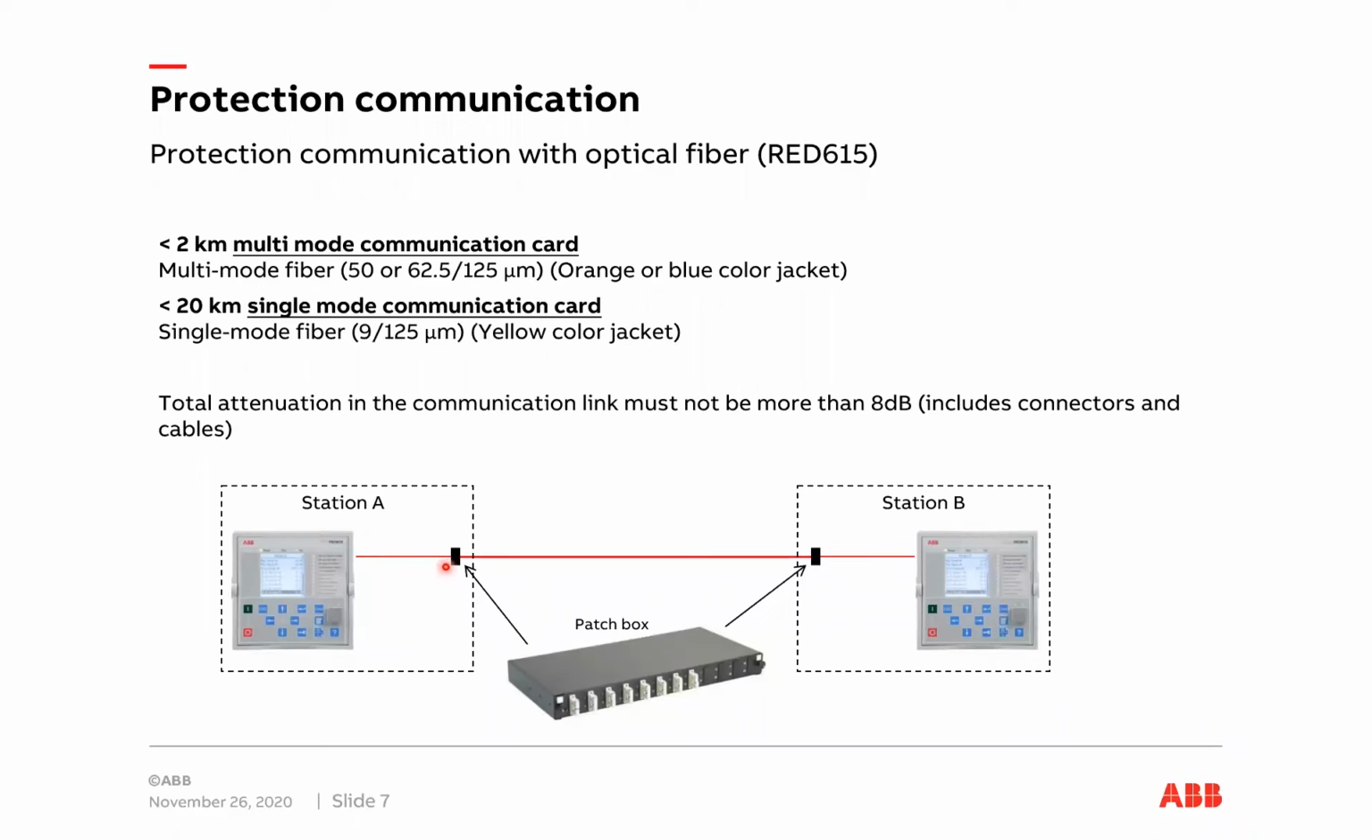And when you measure the fiber, it should be measured so it includes the patch fiber in both relays. This way we can include also the connectors here in the patch box, because they usually bring about a half decibel of attenuation.